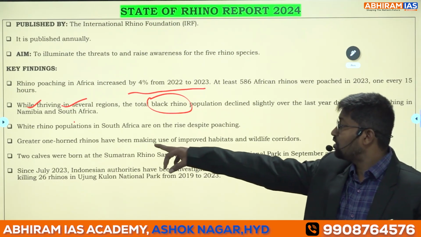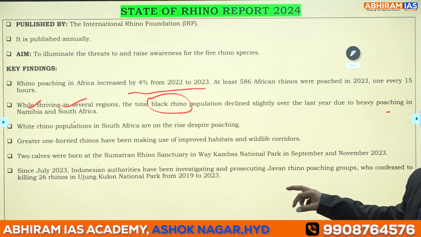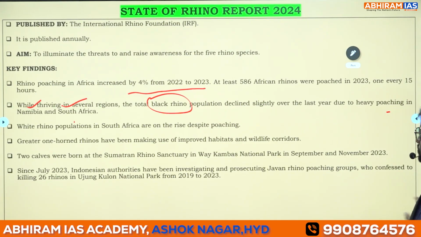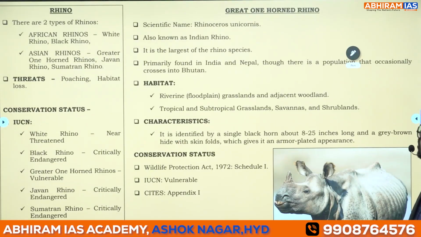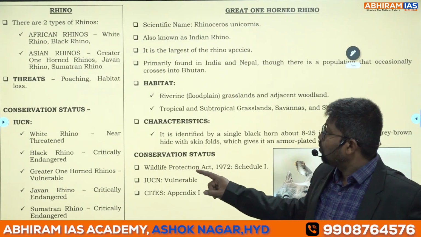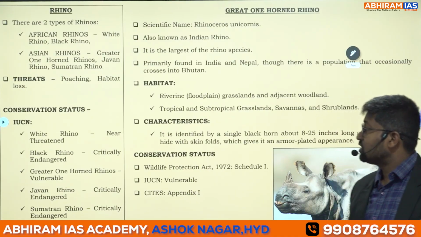Okay, great one-horn rhinos have been making use of improved habitats and wildlife corridors, so conservation efforts are becoming productive. Okay, so this is about the rhino report. What is the conservation status of these white rhinos?